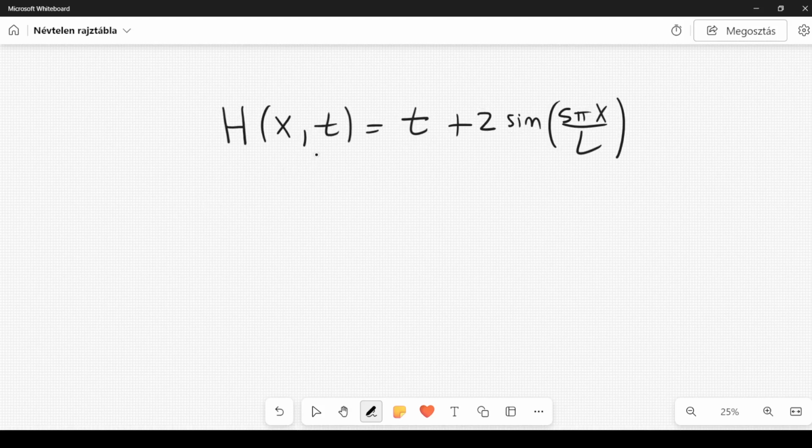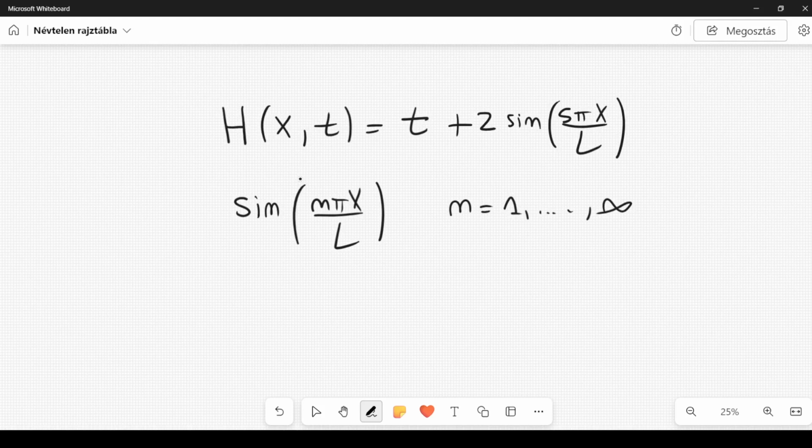In particular, I want to expand it in the following basis: the sine of n pi x over L, with n going from 1 to infinity. And this function is defined in the interval where x belongs to 0, capital L, whereas t is greater than or equal to 0.